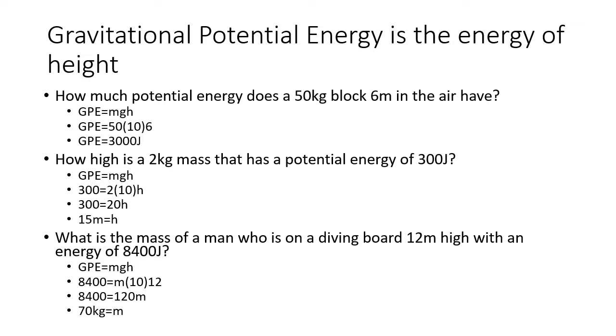If we were trying to find the weight instead, of course, we would not divide out that 10 because mg is the weight. So if we were to take 8,400 and divide by 12, we would end up with 700 newtons, which would be this man's weight. If you have any questions, make sure you ask.